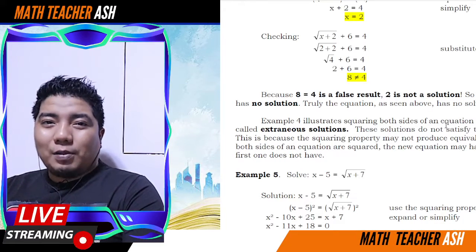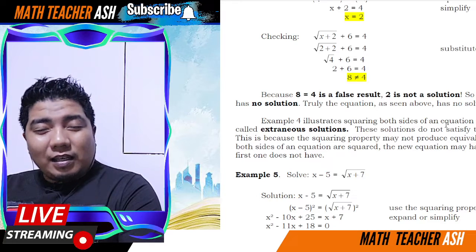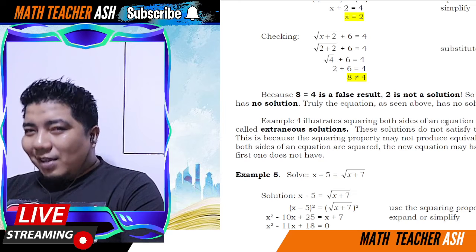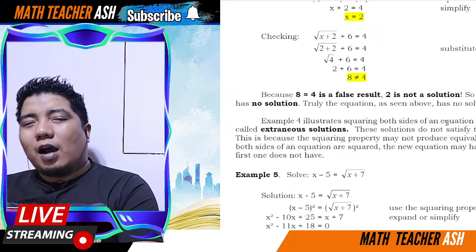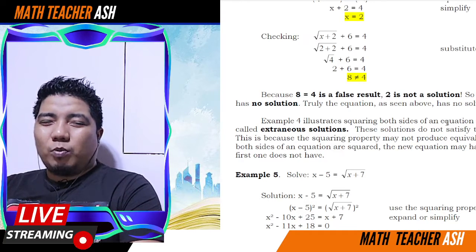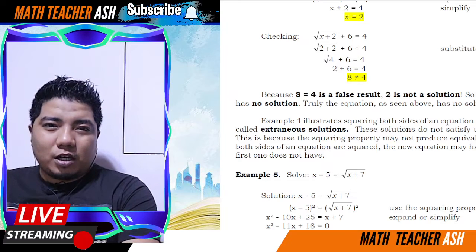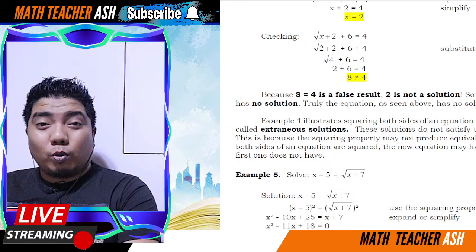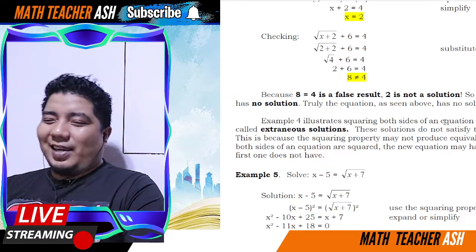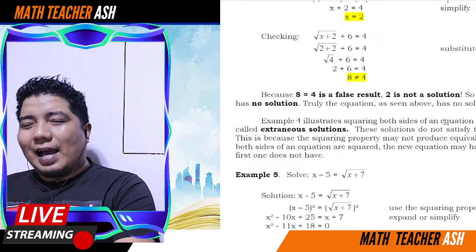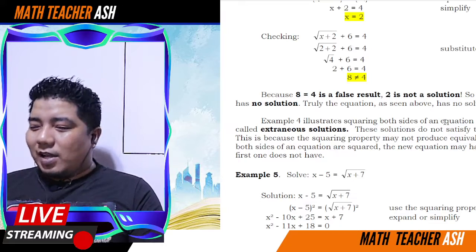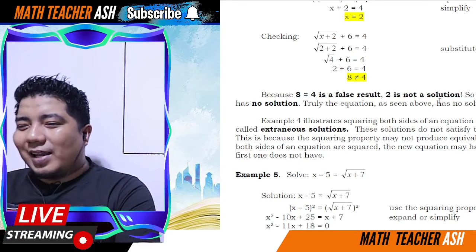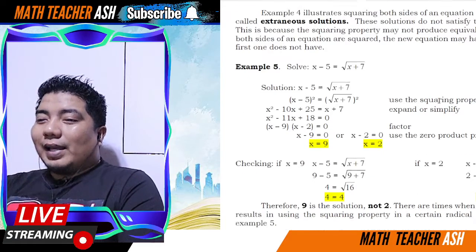Now, I hope that is clear to you that in solving radical equations, we need to check our answers. When we check, we just substitute it to our original equation and make sure that in the final answer, we have a true statement. Okay! Napakadali lang at binigyan talaga tayo ng reminders ng module na ito. Okay, let us go to example number 5.